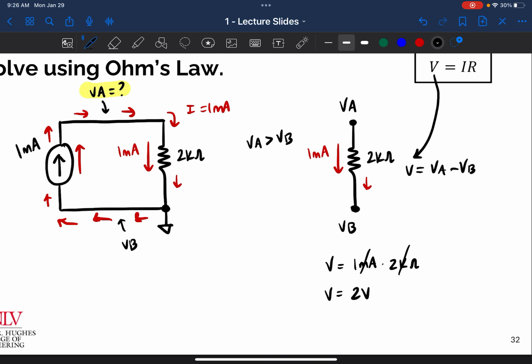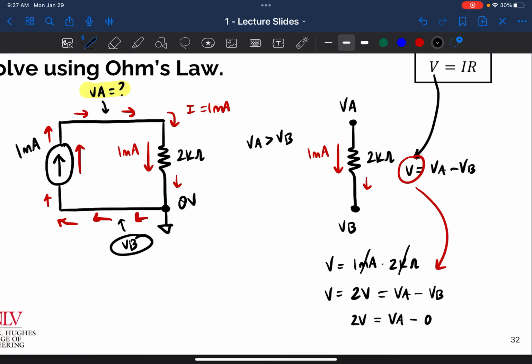This may be pretty obvious to you, but all I need to do is say that my 2 volts V is this V, and that's equal to VA minus VB. The last thing to recognize here is that my VB node, which is on this side over here, is connected to the ground node. And we know that ground indicates that the potential on that node is 0 volts. So I can say that 2 volts is equal to VA minus 0. In other words, VA is just going to be equal to 2 volts.